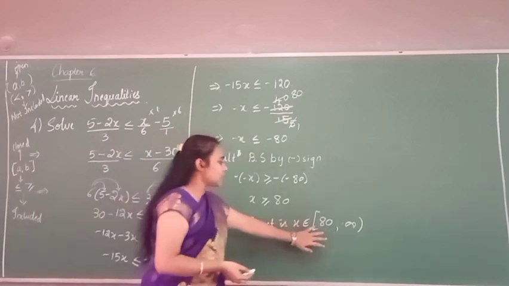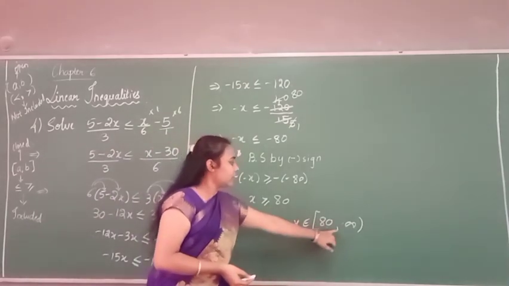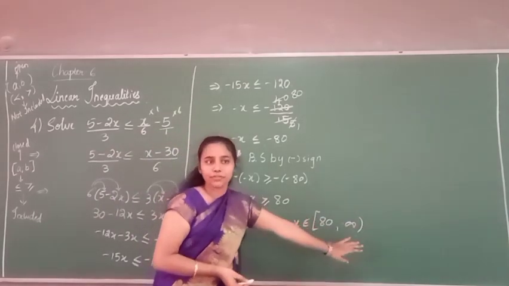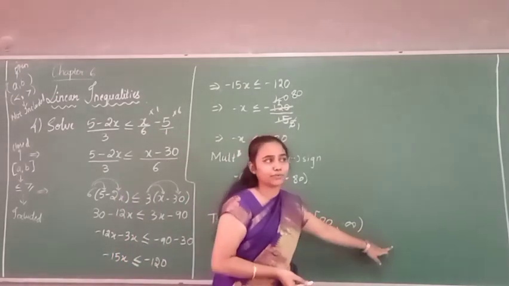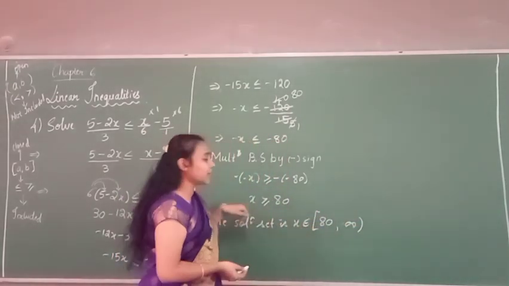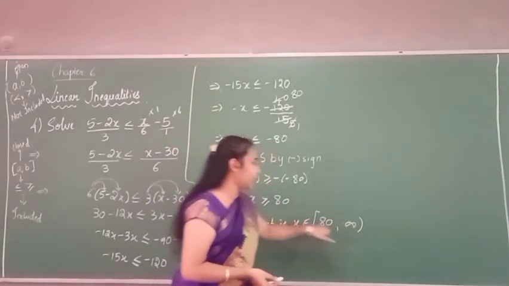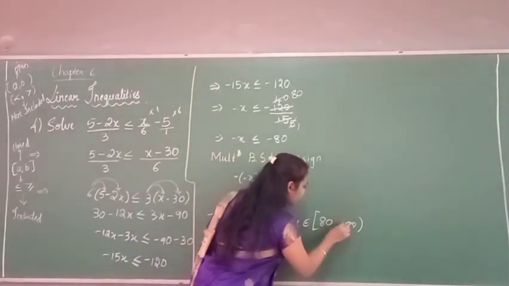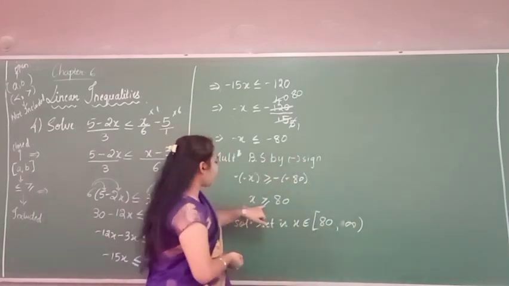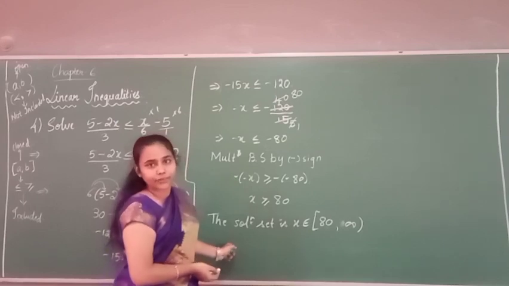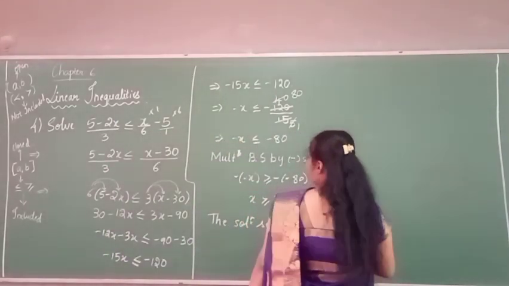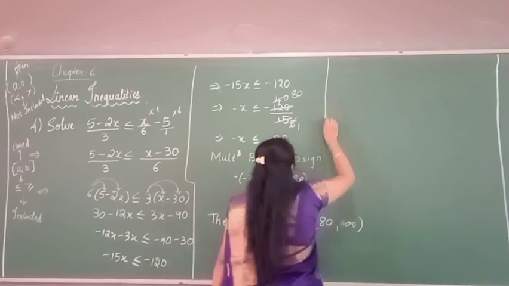So the answer is the closed interval 80 up till plus infinity. As it is greater than or equal to, we will be going up till plus infinity. If it was less than or equal to, then we will be going to minus infinity. Fine. Let us move on with the next solved example.